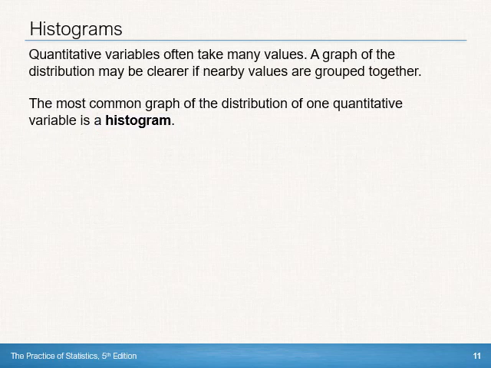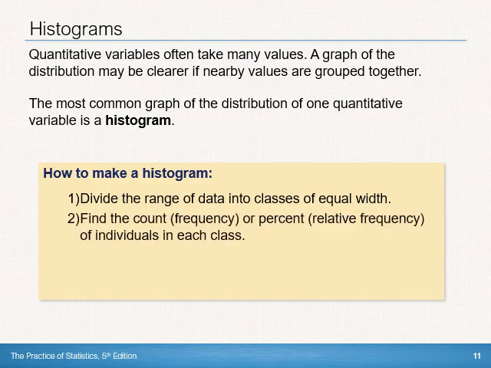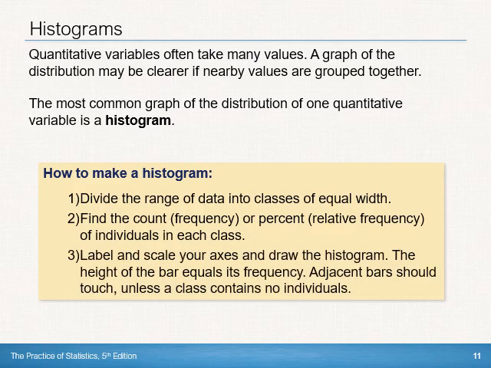All right, now let's talk about how to create a histogram. This is another very popular type of graph used for quantitative data. All right, so how do we make a histogram? First, we're going to divide the data into specific class widths. So we're going to take the data and break them up into classes. We're going to look at either the count, which is frequency, or the percent, which is relative frequency. We're going to label the scales on the axis.